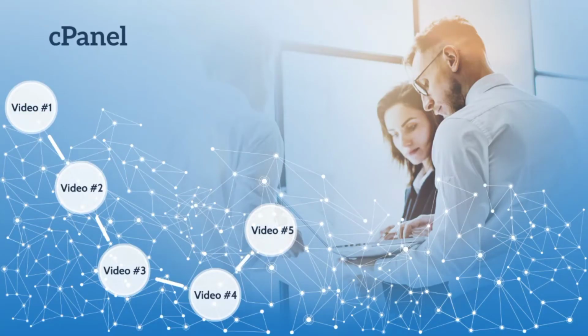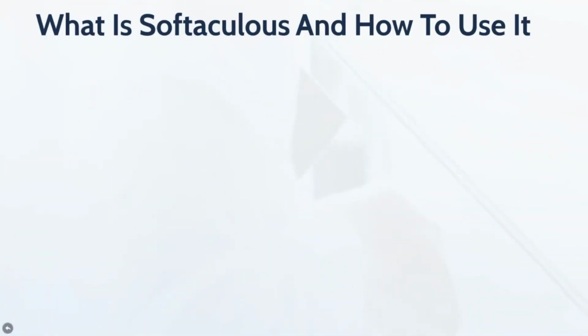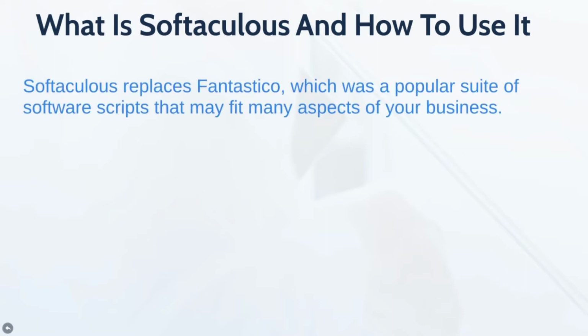Hello and welcome to video number 5. In this particular video you're going to learn what Softaculous is and how to use it. Softaculous replaced Fantastico, which is basically a popular suite of software scripts that you can build into your website. Things like WordPress, Joomla. If you want a forum, you can build forums. There are many different free scripts that you have access to that you do not have to spend extra money for. They're all built in.